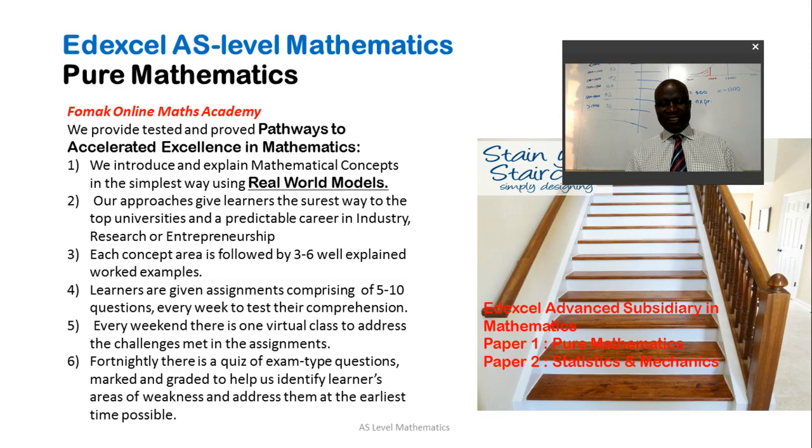How do we achieve this? Each concept area is followed by 3 to 5 well-explained worked examples. The examples are put in such a way that you would be able to follow them and master them. Then, at the end of every concept, which we try that every week we teach a different concept, learners are given 5 to 10 questions as homework assignment. So these ones, you are expected to do them using the methods that are already discussed in class and submit them for marking and comments from our tutors.